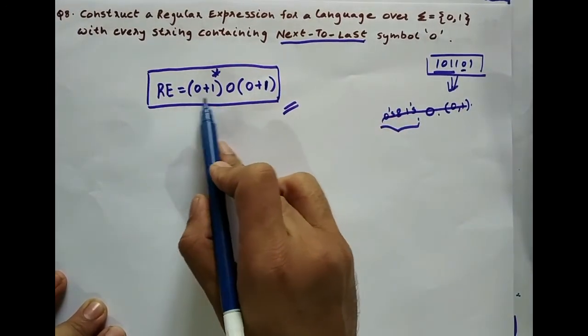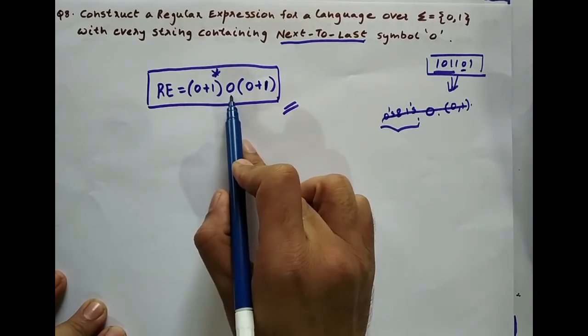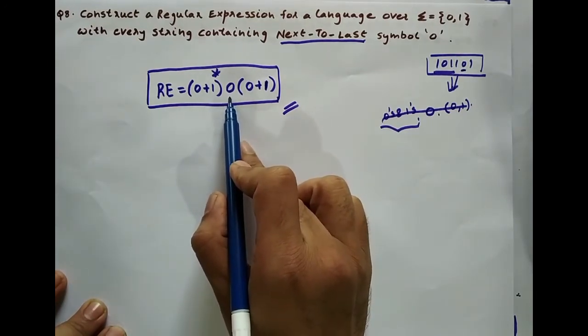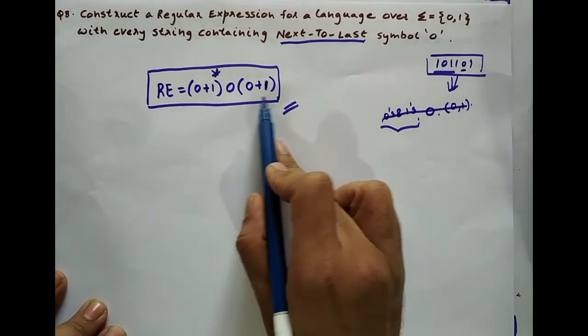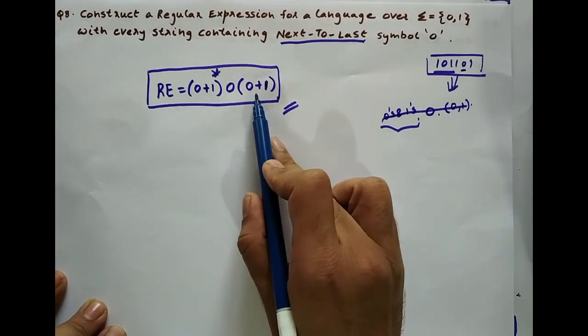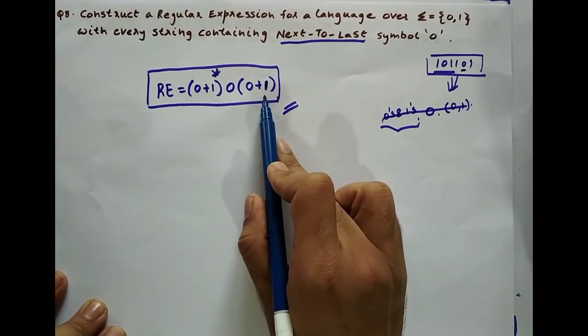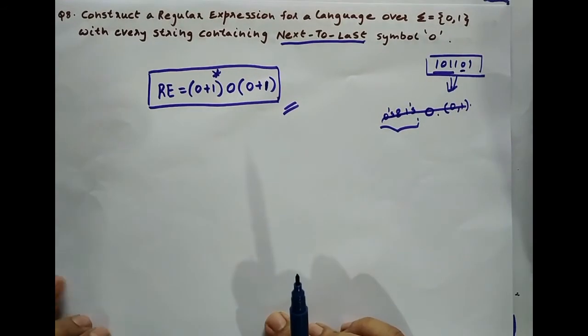The first half can be any combination of zeros and ones. The second last element should be compulsorily 0. And that last element could be either a single 0 or a single 1. Right? So this is how we solve the problem.